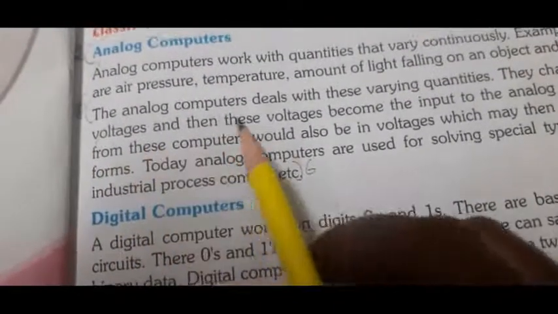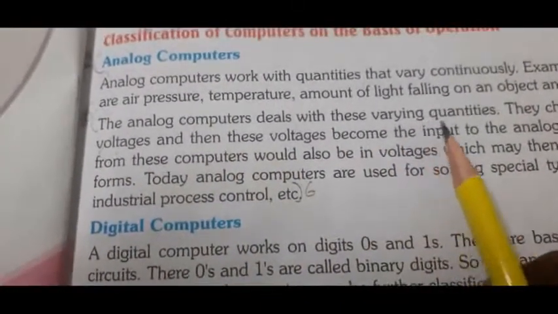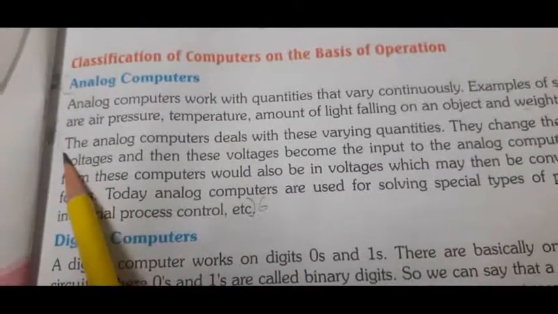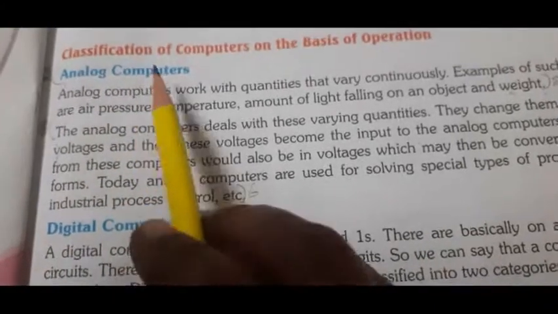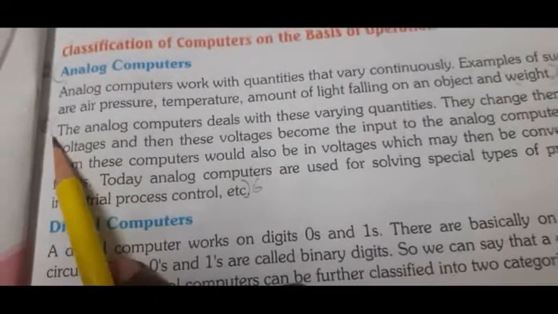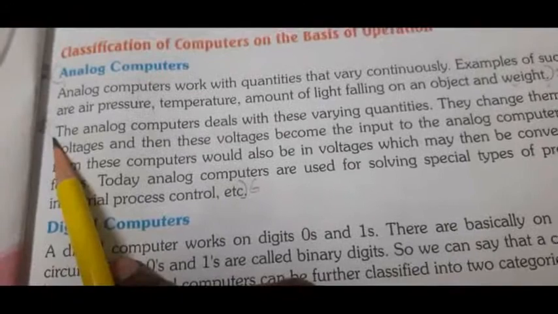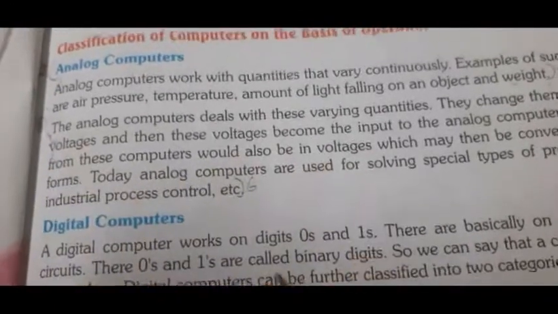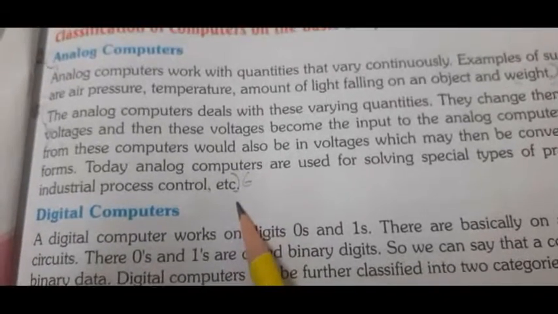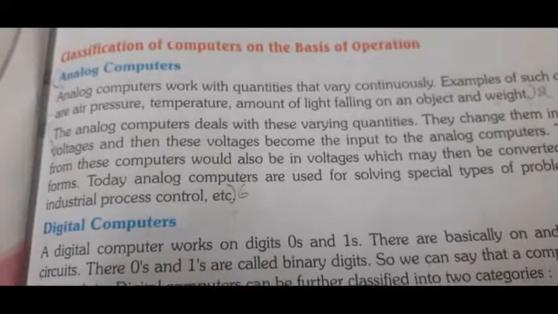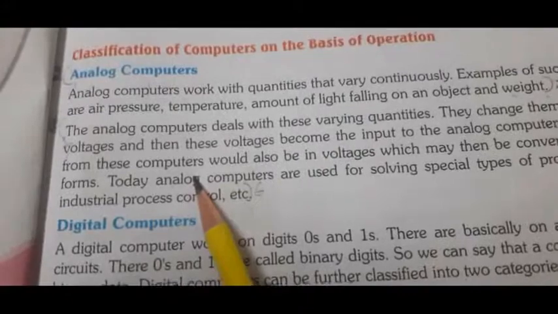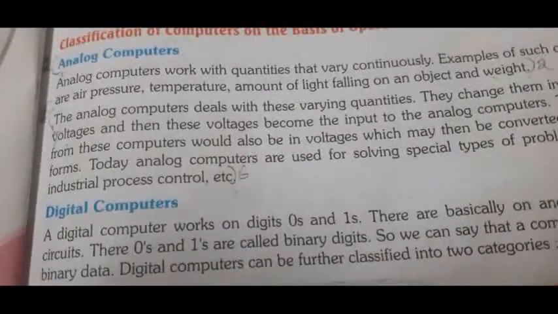The analog computers deals with these varying quantities. From here onwards, this is the second question answer, no? So you don't write this. Down of this one, the second paragraph is there. Here, the analog computers deals with these varying quantities, from here onwards, etc. is there, no? Etc. The full paragraph you should write as the sixth question answer. Okay, children, what is the sixth question answer? In the analog computer side heading, there is a second paragraph. That second paragraph is the sixth question answer.